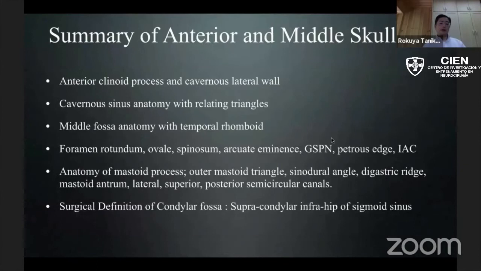In the middle fossa, the temporal rhomboid, GSPN, DC, posterior border, petrous edge, arcuate eminence. These landmarks of anatomy are important to understand the temporal rhomboid. And foramen rotundum, ovale, spinosum, arcuate eminence, GSPN, petrous edge, IAC. You should understand this anatomy.